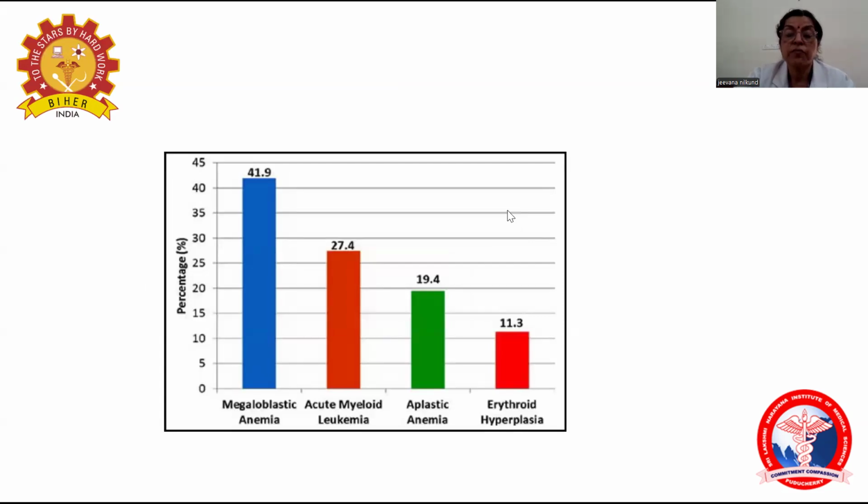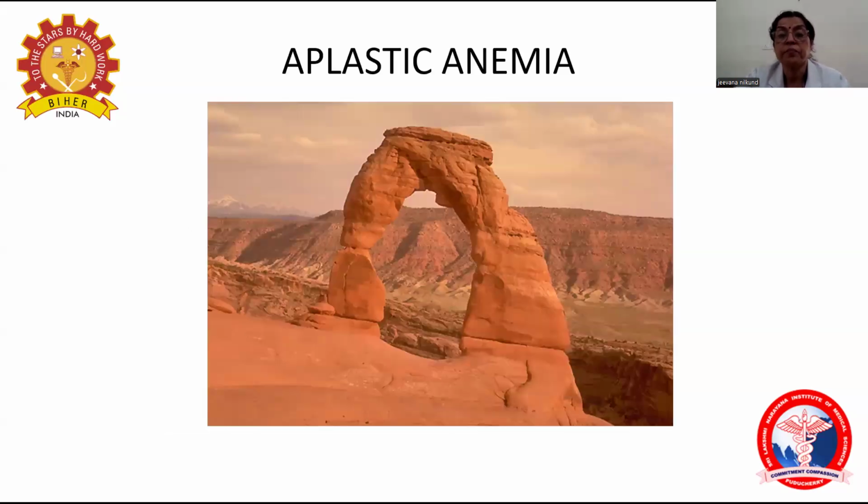Among the cases of pancytopenia, the leading cause is megaloblastic anemia, followed by acute myeloid leukemia and aplastic anemia. So now we have dealt with pancytopenia. Under that, we have causes of pancytopenia where all the three cell lines are reduced, and in that we have aplastic anemia. So we are dealing with aplastic anemia.